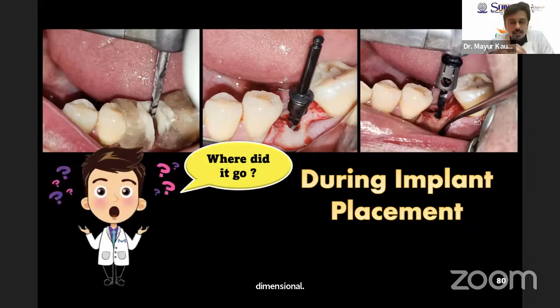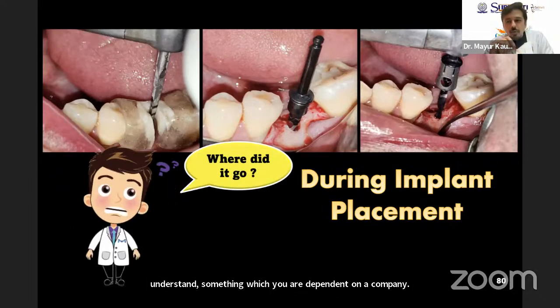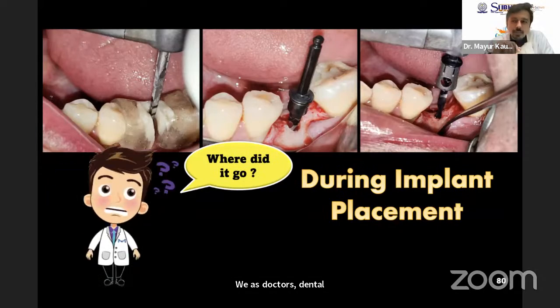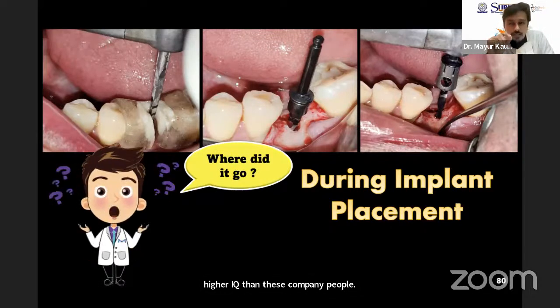And again I say, something which you don't understand, something which you are dependent on a company fellow to tell you that this is this, please don't incorporate that directly in your practice. We as dental doctors are supposed to have much higher IQ than these company people. So we are supposed to use that IQ. So RVG is a must, and always give nerve blocks when you are placing an implant.